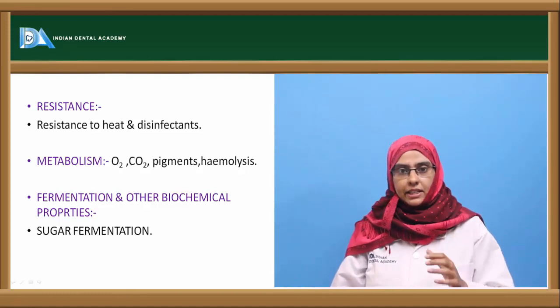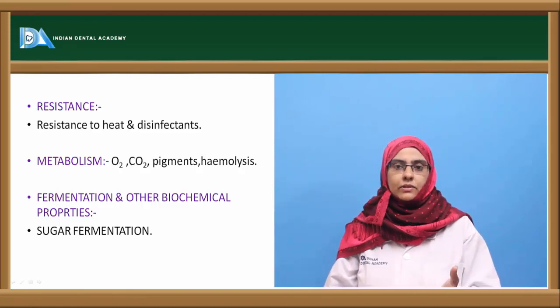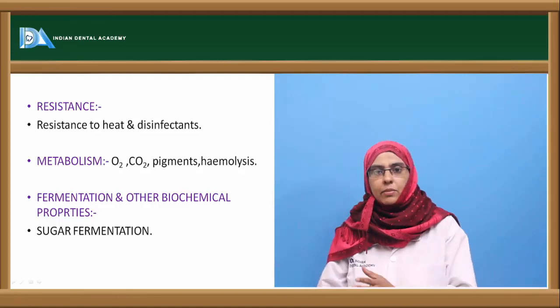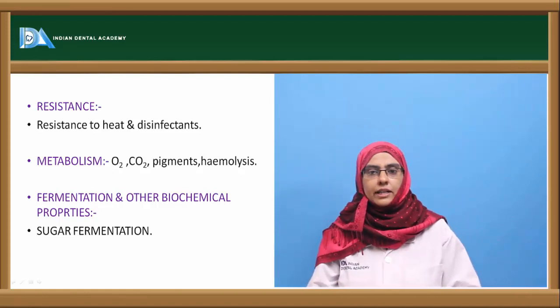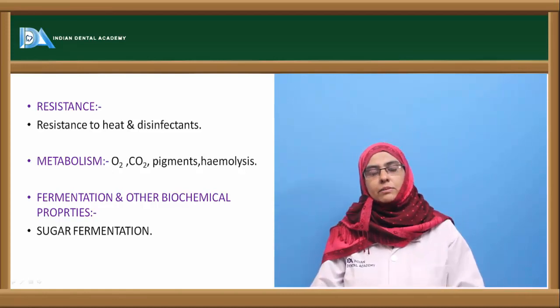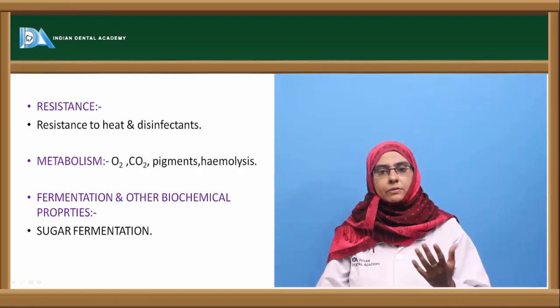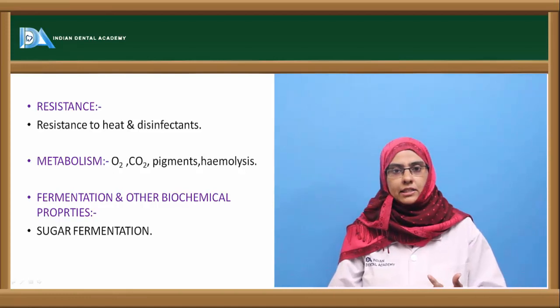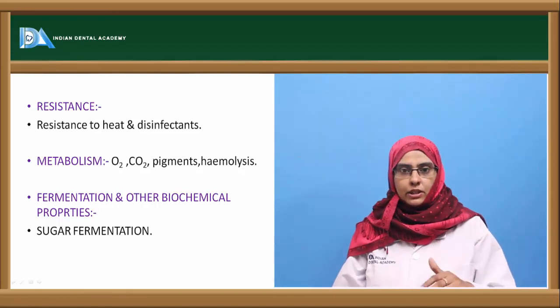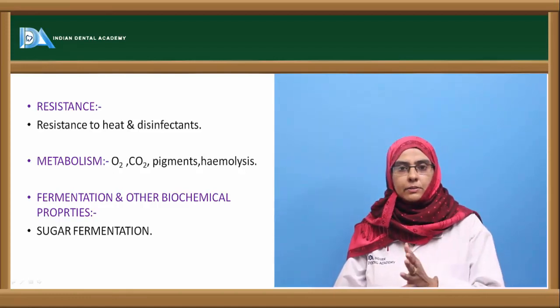So identifying these characteristics of the organism helps us to identify the type of bacteria. First I'll go with the sugar fermentation, also called carbohydrate fermentation. Different organisms have the ability to utilize different types of sugars. They can be monosaccharides, disaccharides or polysaccharides as their source of carbon. During that course, they usually produce certain types of acid.